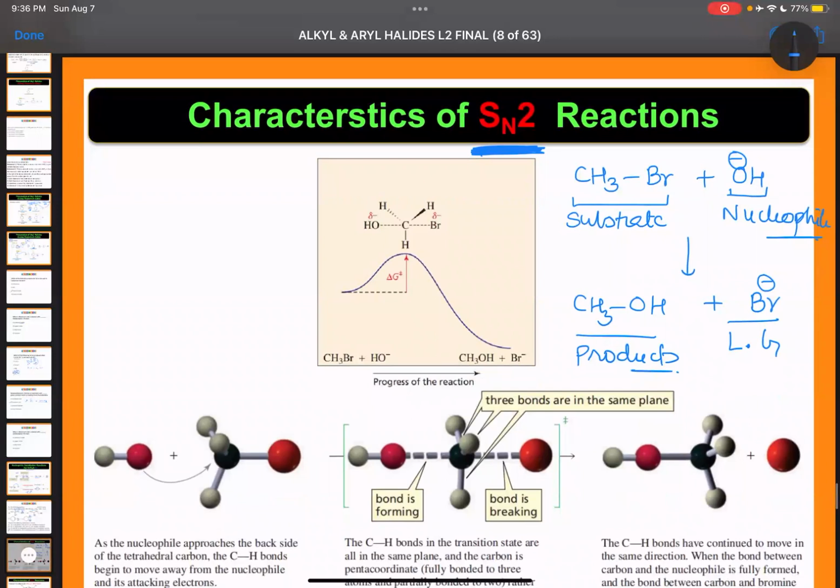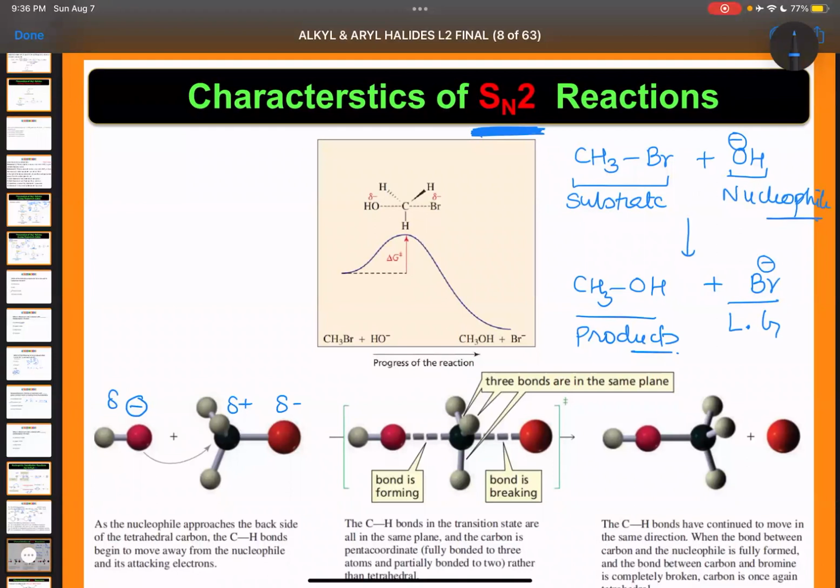So how does it happen? This is the OH minus, the O minus, the red one. And the carbon, I already told you, has a polar bond, so there is partial positive charge and partial negative charge. This O minus will come and join itself to the carbon, because it will get attracted towards the partial positive charge of the carbon atom.